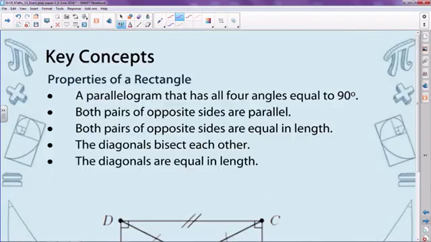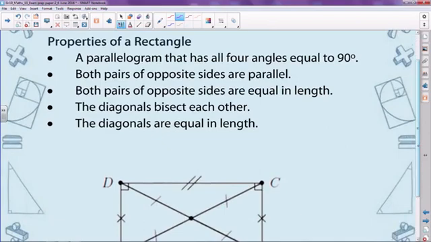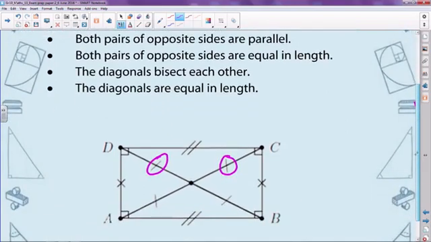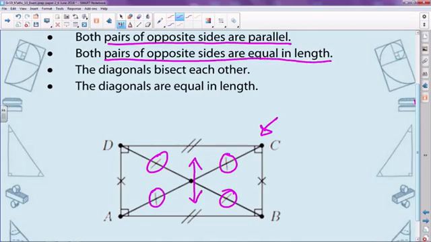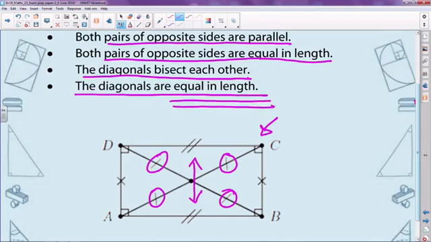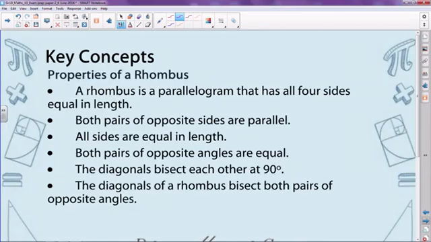Okay, let's go to the next one. Properties of a rectangle, and here we go. You'll see that the diagonals are all equal to each other, but they also bisect each other. There's some right angles, and the opposite sides are equal. So both pairs of opposite sides are parallel. Both pairs of sides are equal in length. The diagonals bisect each other, and the diagonals are equal in length. Okay, let's see which one's next.